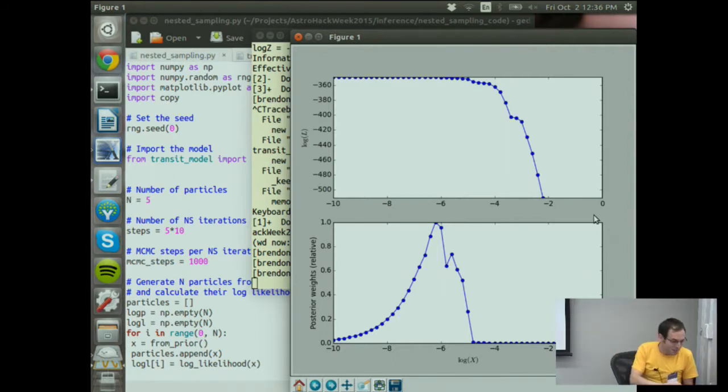Great. And you'll notice that this peak happened a lot closer to log x of 0, so we didn't have to go as far inwards to get the important posterior probability points. And that corresponds to this information value being quite small.